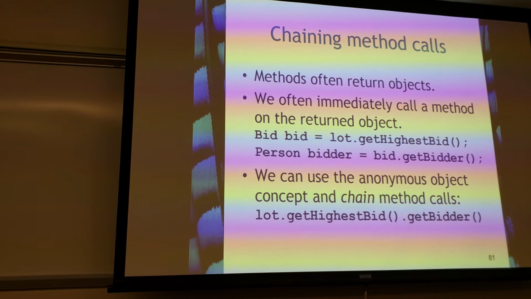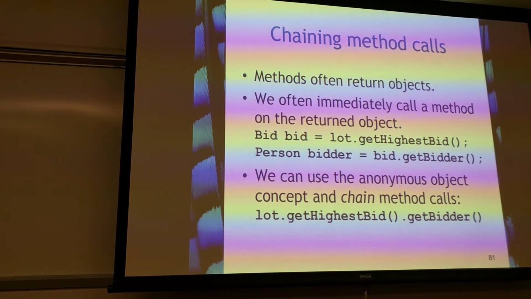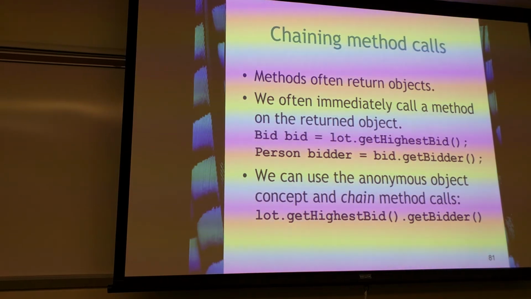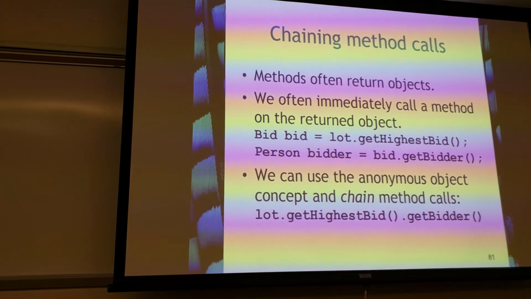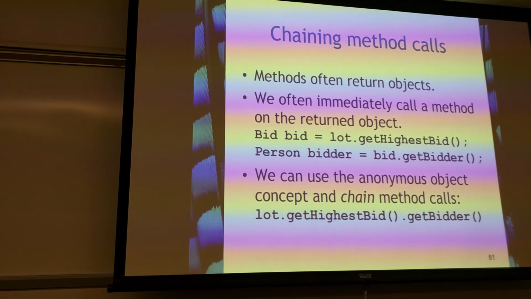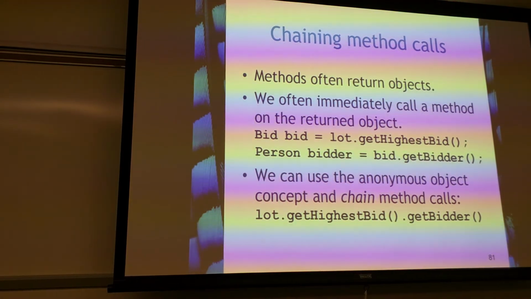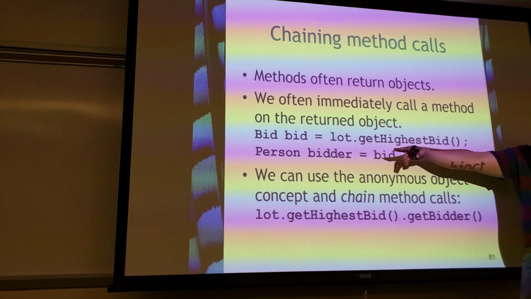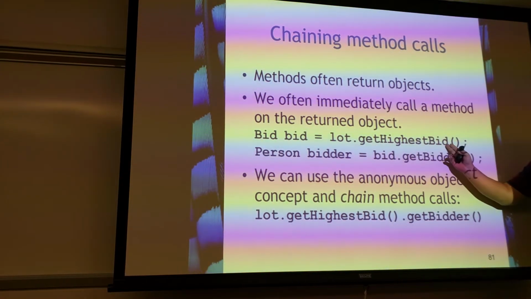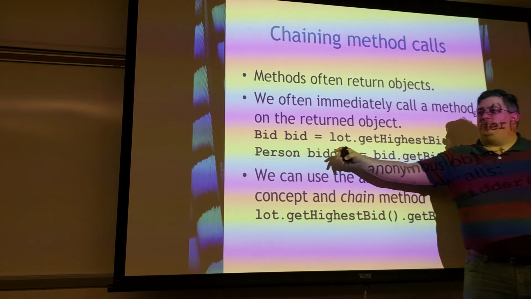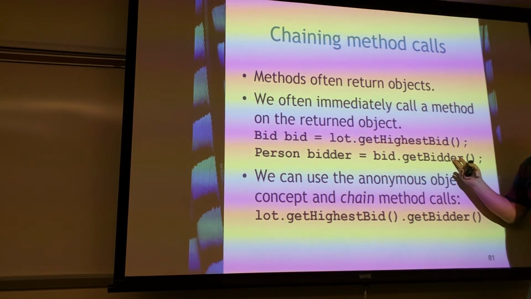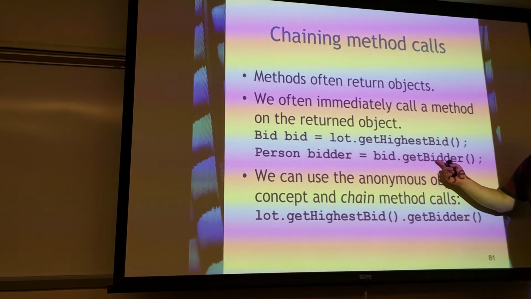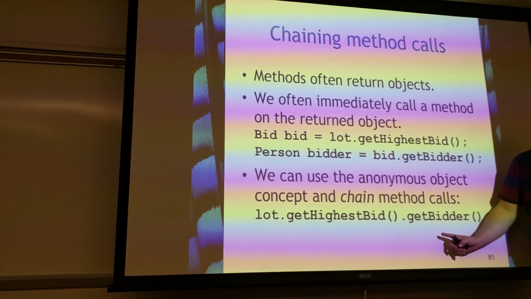Chaining methods. Oftentimes methods return other objects, and sometimes we just want to take the object that got returned and call another method on it. For example, here I have a bid. What I'm trying to do is find the bidder for the highest bid. From lot, which has a list of bids, I get the highest bid, that returns a bid, and from that bid I get the bidder. I want to know who the person was. So I have these two lines of getting a bid and getting a bidder. I could just combine it like this.